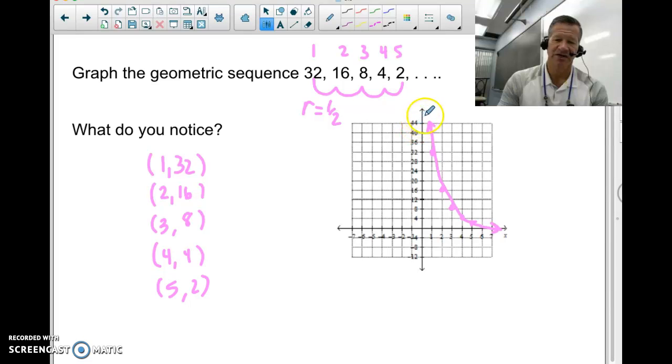Okay? And so we have what looks to be an exponential decay graph. It'll never get below 0. It'll just approach the x-axis. It won't keep going down in this area here. It's going to approach the x-axis, and then it's going to go up forever, but it's going to stop once we get to the y-axis. And that's how we're going to graph a geometric sequence. So, 2 more examples left.